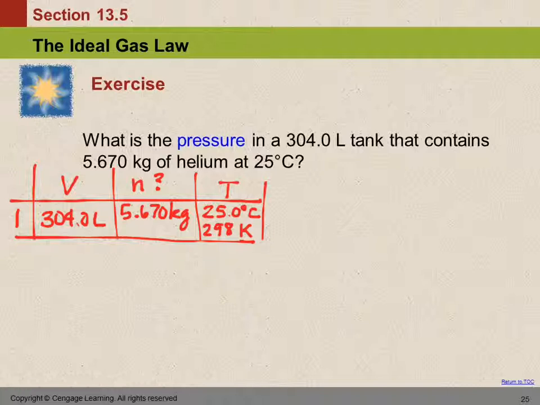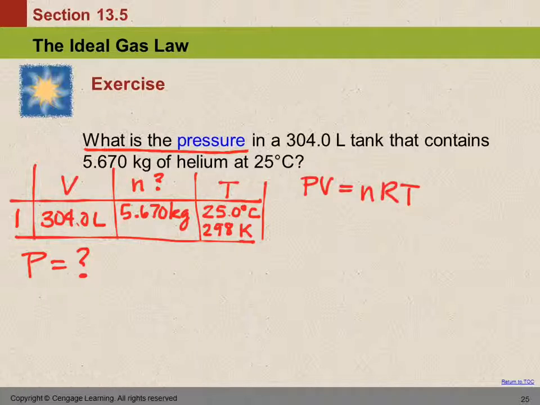So then we say, well, what are they asking us to find? What is the pressure? So we're looking for P. This is what we're trying to find. So what equation do we need to use? PV equals nRT. So we're going to use PV equals nRT.